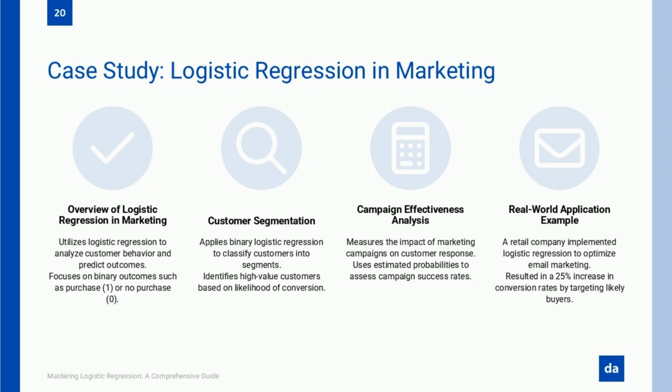We also analyze the ROC curve and AUC score to see how well the model separates potential buyers from non-buyers. A high AUC score means we can confidently target the right customers with marketing campaigns. Finally, we deploy the model by integrating it with the company's email system.